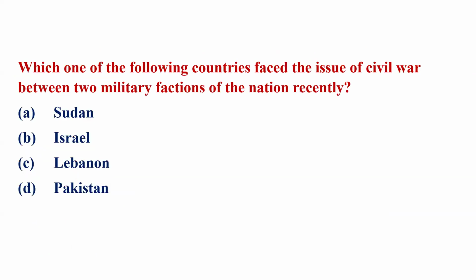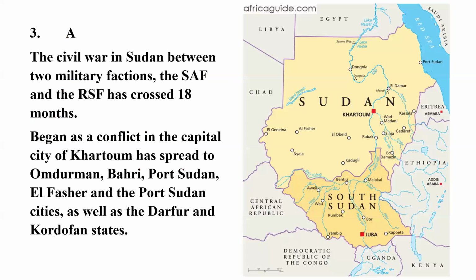Okay. Question 3: which one of the following countries faced the issue of civil war between 2 military factions of the nation recently? Options: Sudan, Israel, Lebanon, Pakistan. The answer is Sudan. The civil war in Sudan between 2 military factions, SAF and RSF, has crossed 18 months actually, and many cities were affected due to it.